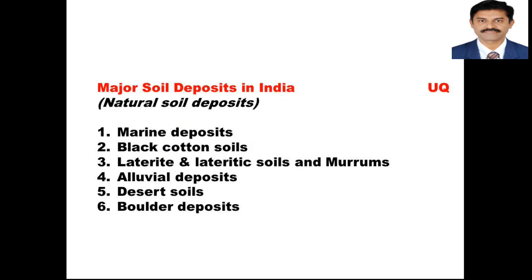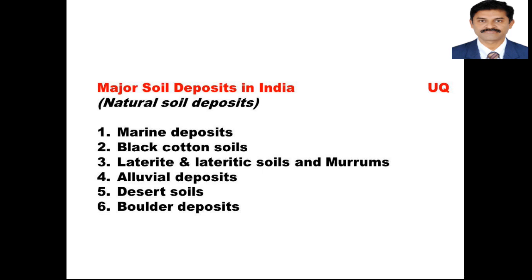See, there are major soil deposits in India. You might have studied this one in Geotechnical Engineering 1. First one is marine soil deposits. These are available in coastal areas. Second one, black cotton soil. Majority of these soil deposits are in Andhra Pradesh, Telangana, Karnataka, Kerala, Maharashtra. And laterite and lateritic soils, these are available in Western Ghats, in Kerala, Tamil Nadu, some portion of Karnataka, Goa, etc.